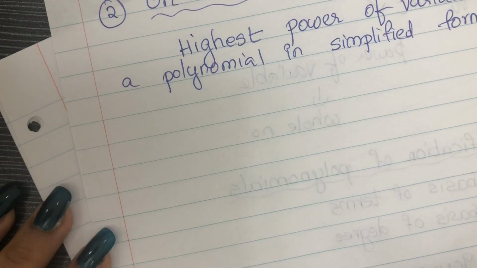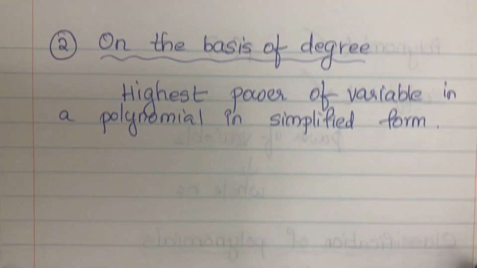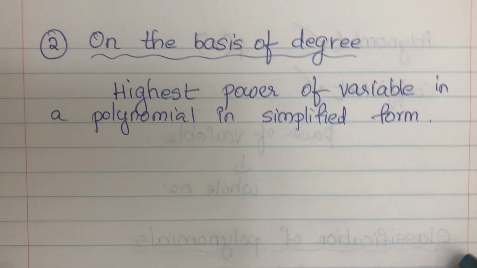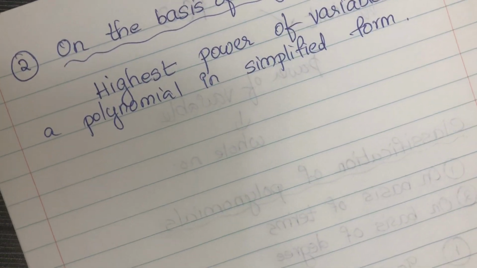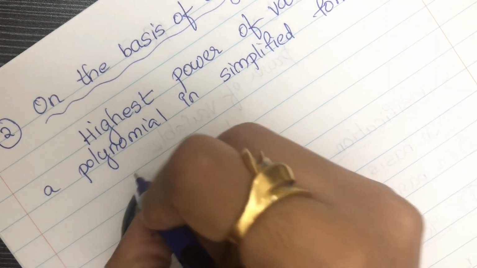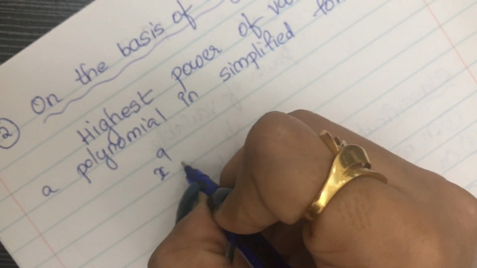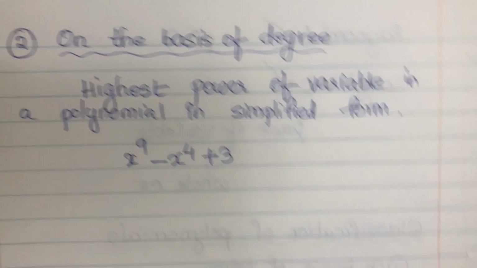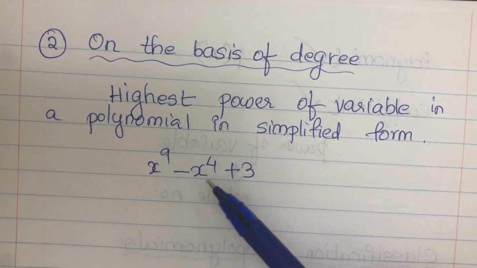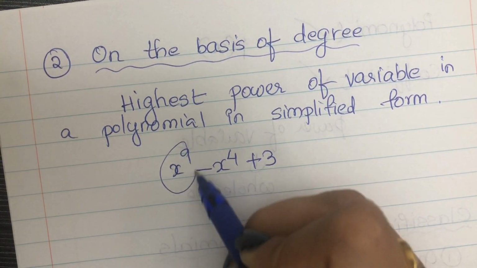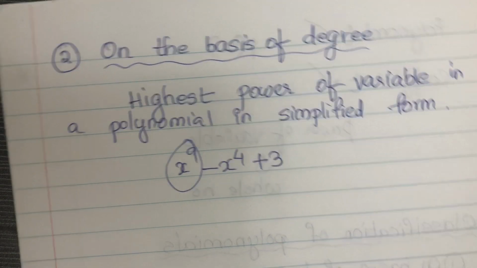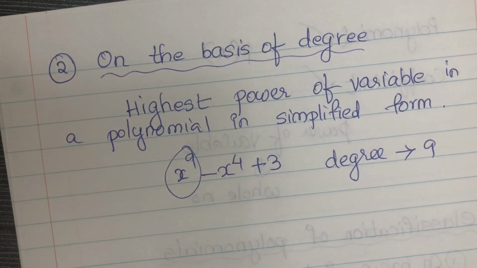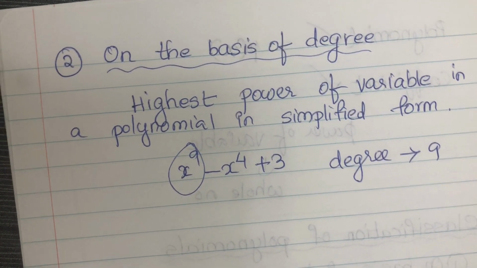That is known as the degree of the polynomial. So what is the degree of a polynomial? The highest power of the variable in a polynomial in simplified form. So we can take some examples. Here, x raised to 9 minus x raised to 4 plus 3. So what is the highest degree here? The highest degree is 9. So the degree is 9.